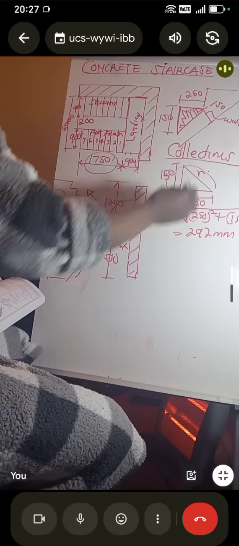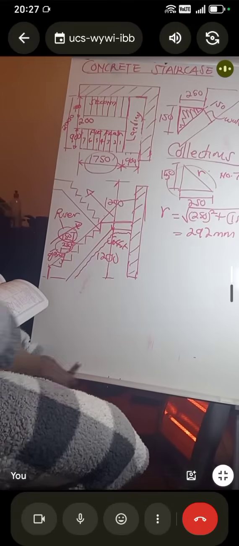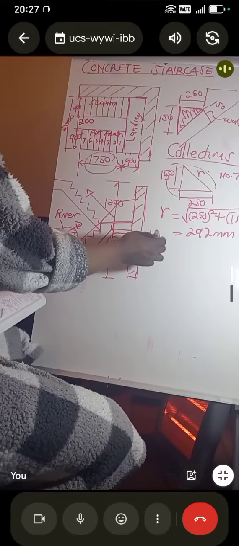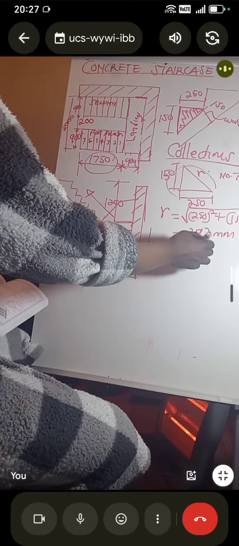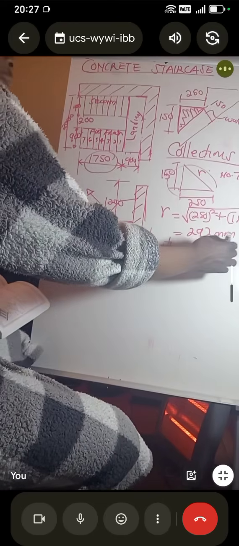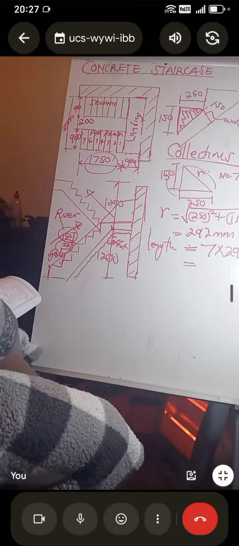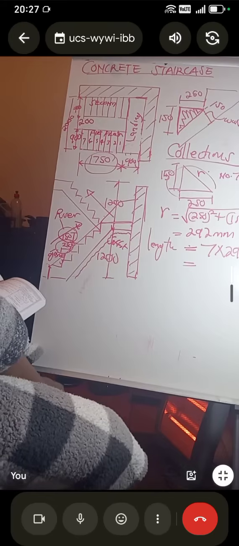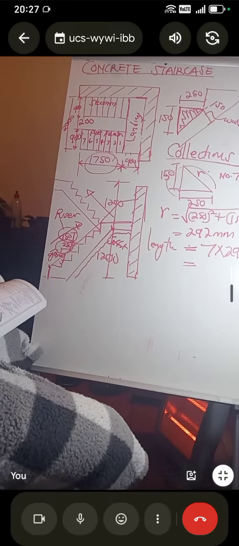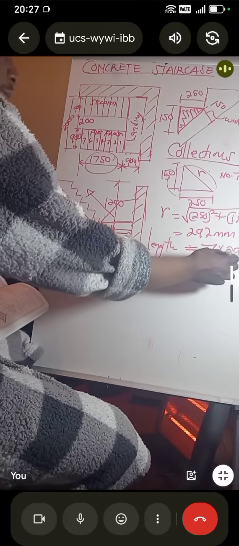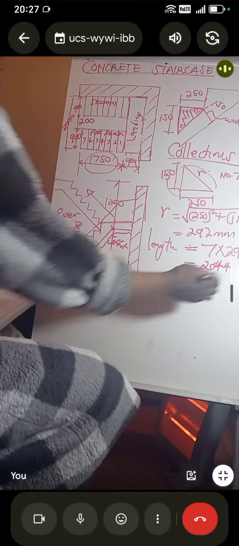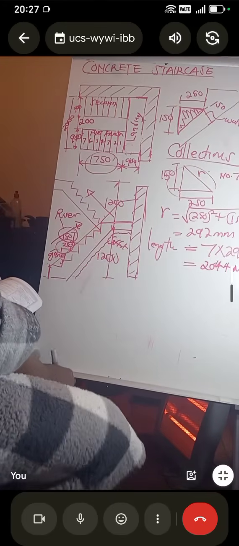But you need to know the total number of steps. How many steps do you have? You said you have 7 steps. Therefore, the length of the staircase is going to be 7 multiplied by 292, the one that you calculated. 7 times 292 is 2044. That is your length of the staircase.